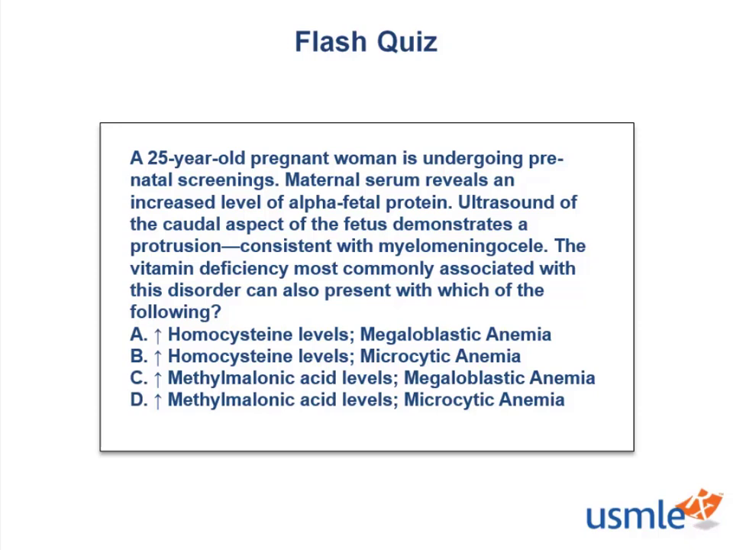A. Increased homocysteine levels, megaloblastic anemia. B. Increased homocysteine levels, microcytic anemia. C. Increased methylmalonic acid levels, megaloblastic anemia. D. Increased methylmalonic acid levels, microcytic anemia.